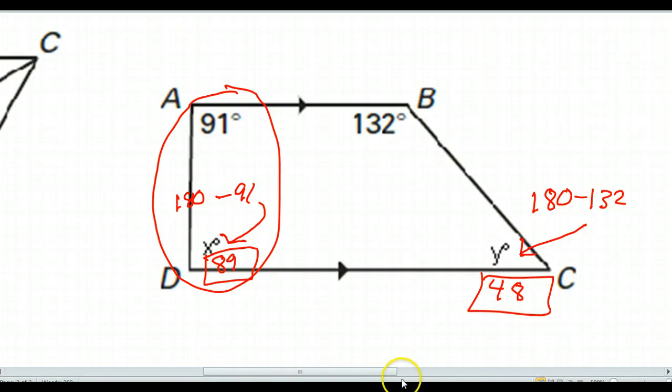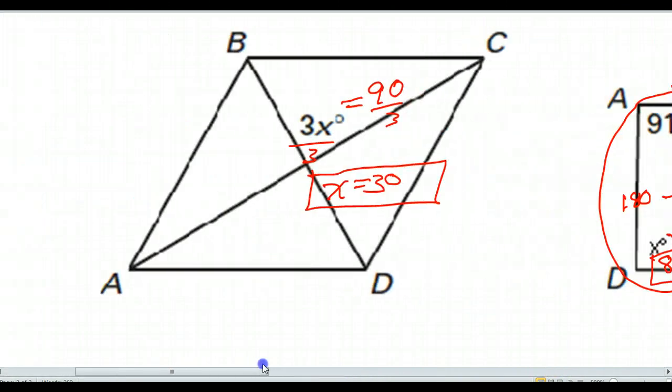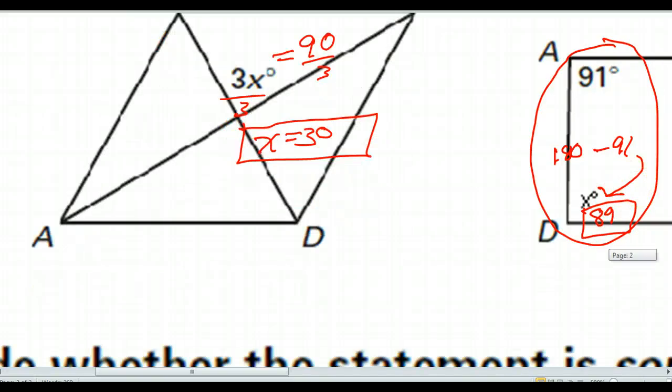Okay. I'm all about number 14. Let's go.